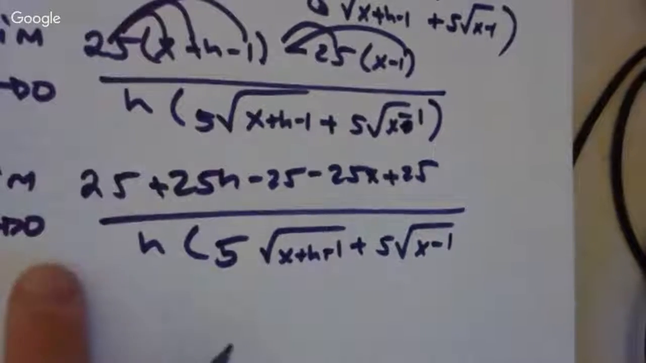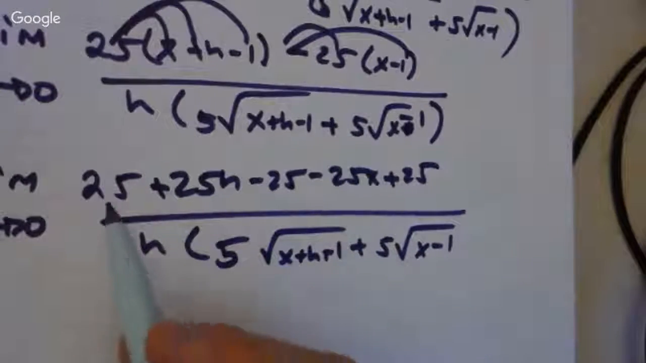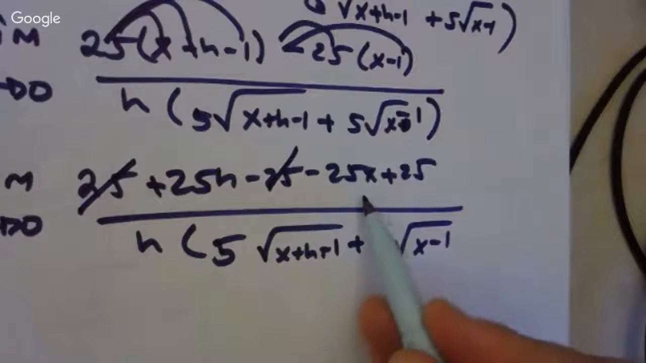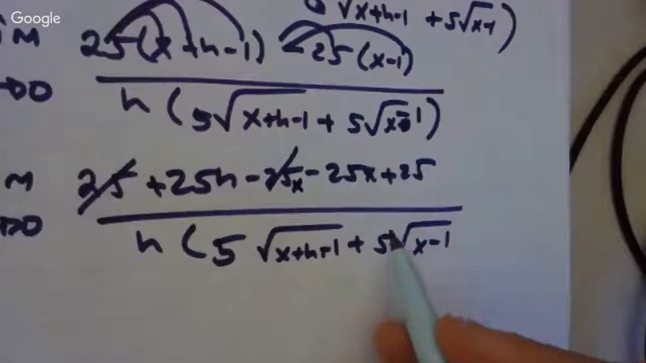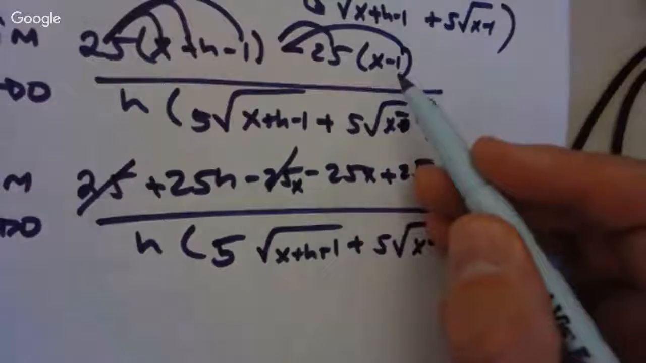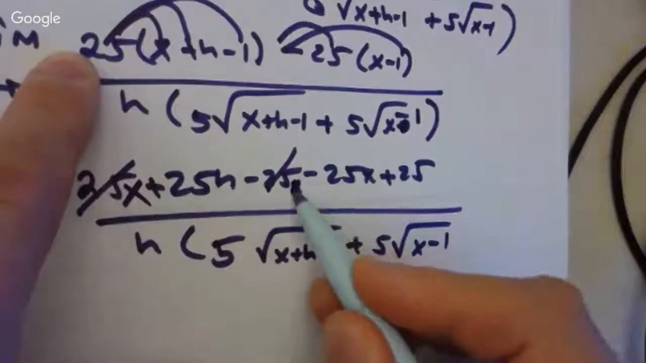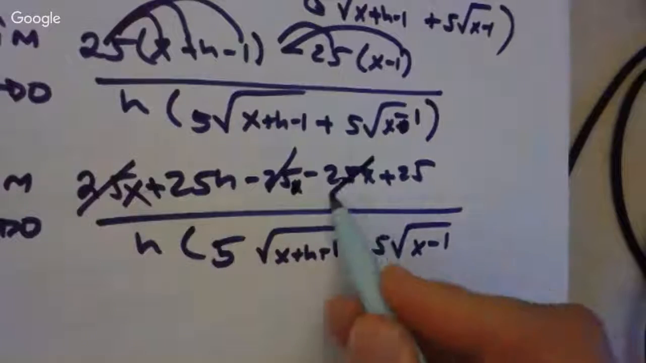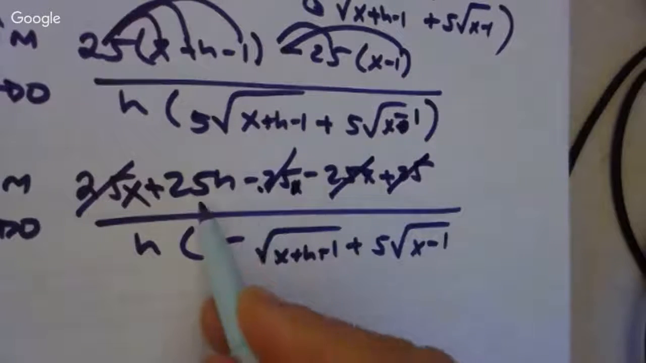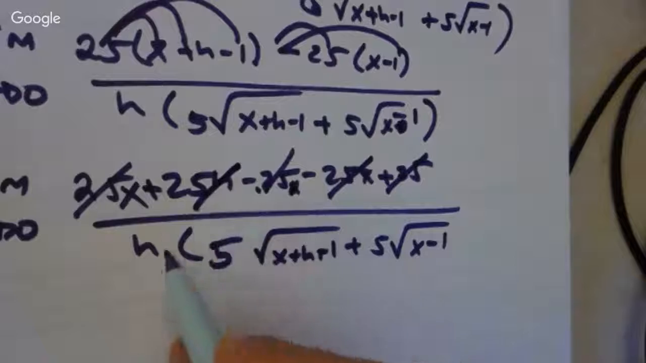Okay, so what cancels out on the top? Yeah, 25, 25. Oh, yep, there's an X there. 25X. Oh, there's the X. Yep. Okay, so that cancels that. That cancels that. What are we left with up top? What can I do with that and that now?